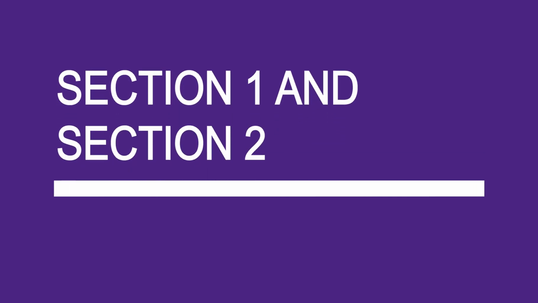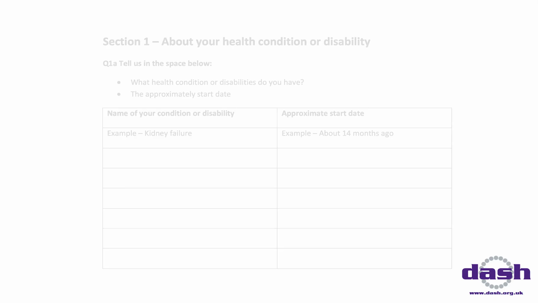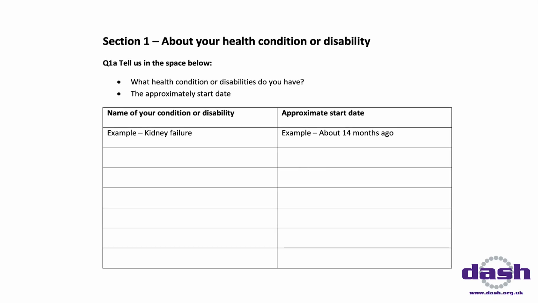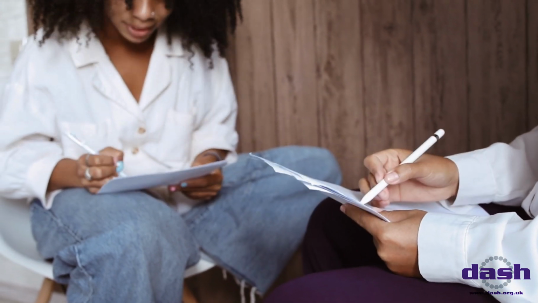This video is going to guide you through the first and second section of the form, questions 1 and 2. In the first section of the form, you will be asked to list your disabilities. Please take a moment to evaluate all of your health conditions or disabilities and list them in the space provided. Consider the approximate start date of these conditions or disabilities and list them accordingly.